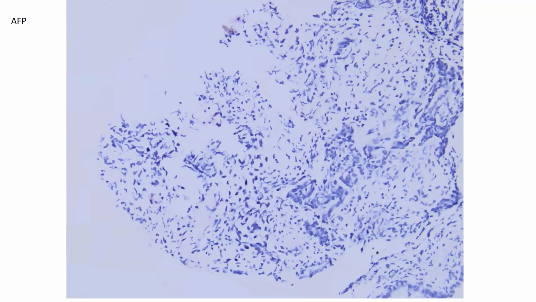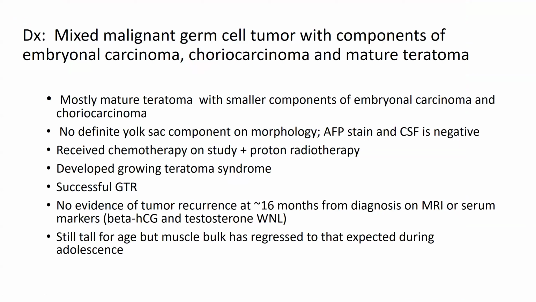And alpha-fetoprotein: there were areas with thin-walled cystic spaces that could potentially raise suspicion for a yolk sac tumor, but the tumor was completely negative for alpha-fetoprotein. So the diagnosis of a mixed malignant germ cell tumor with components of embryonal carcinoma, choriocarcinoma, and mature teratoma was made. The majority of the tumor was the mature teratoma. There was no definite yolk sac. Unfortunately, CSF was negative, so we don't think there's actually a yolk sac component in this tumor.